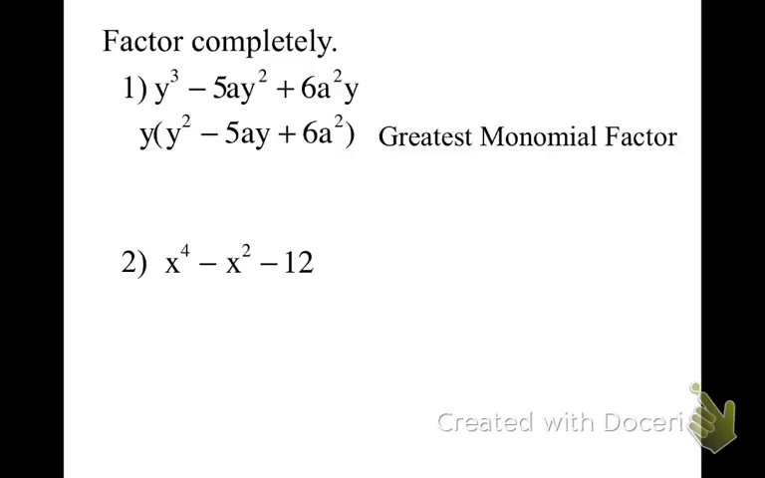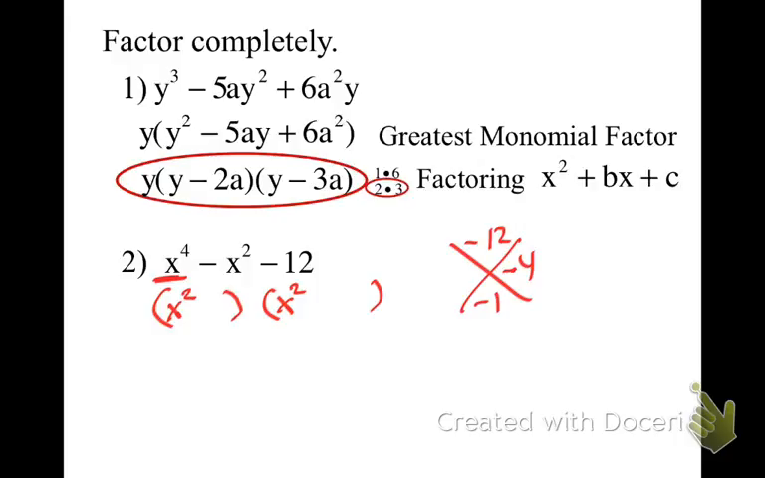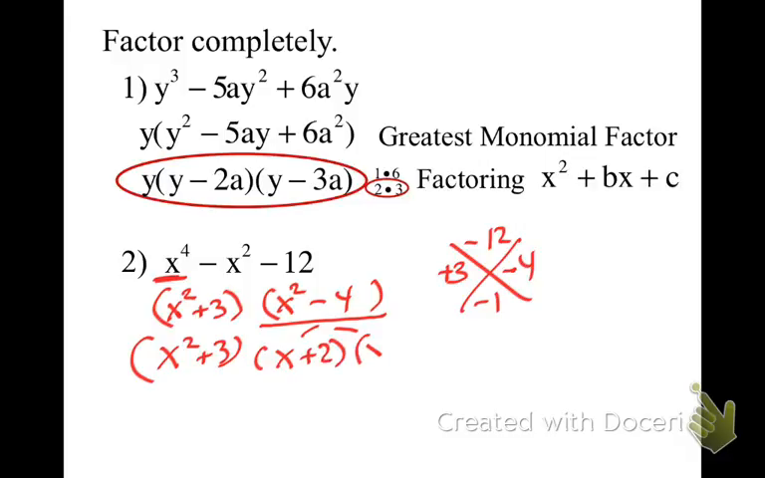Okay. Step 1. How do I do the x to the 4th? Is there a GCF? No. So, x to the 4th is what? X to the second, x to the second. Now, what multiplies to negative 12 and adds to negative 1? Negative 4 and 3. Okay, so I am doing plus 3 minus 4. Are we done? No. Because I am left with a difference of squares that is still factorable. And this factors out to plus 2 times x minus 2.